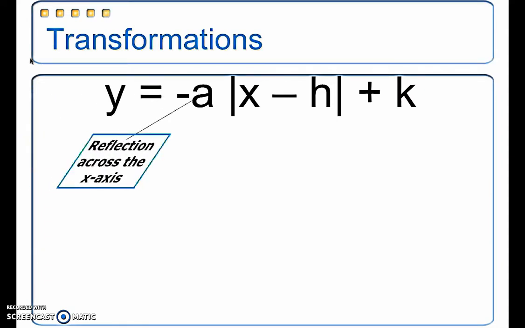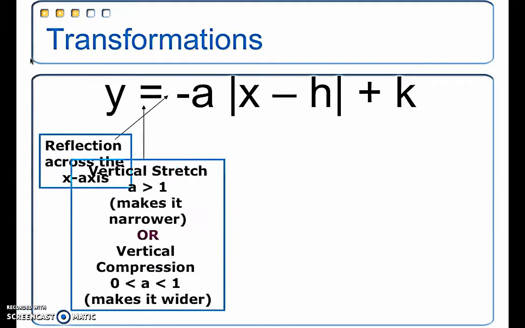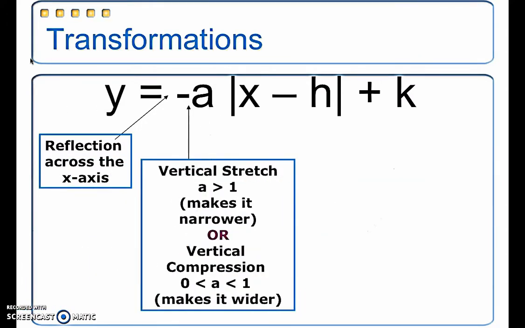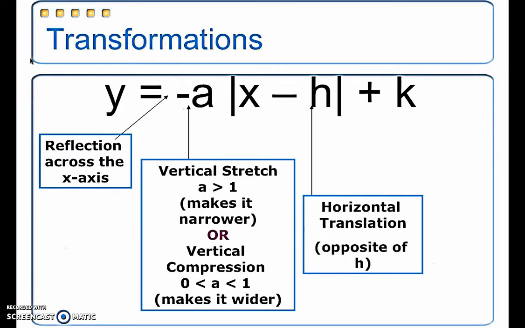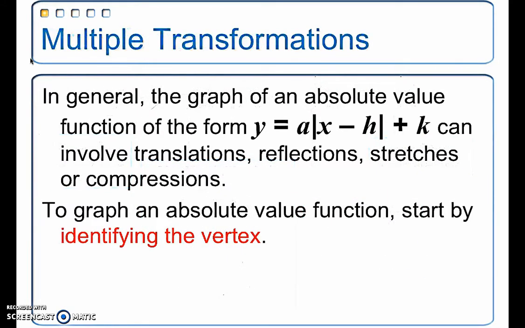Right, that negative is a reflection across the x-axis. That value is a vertical stretch if it's bigger than 1, or vertical compression if it's between 0 and 1. That's a horizontal translation, however many units of h. And that's a vertical translation. Multiple transformations at the same time.